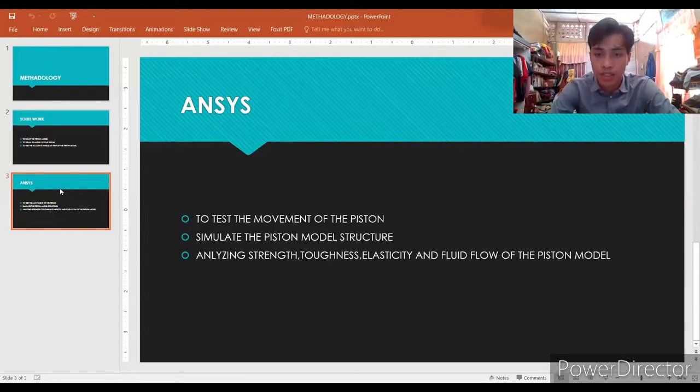After we made some research, we found the information that we need to consider in order to make sure we can make a good design for our piston. After we made some analysis with these two software, we can get the accurate model of the piston for our project.